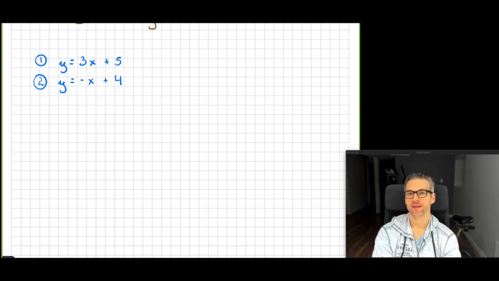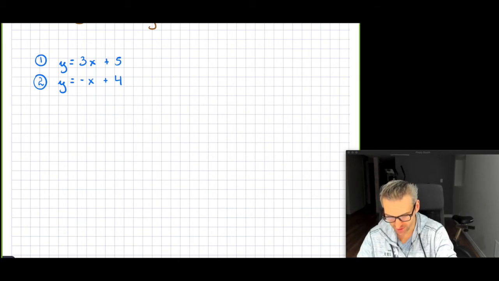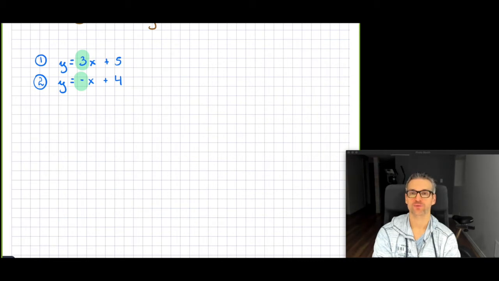Now, if you want to check very quickly whether the two lines are going to intersect in a point or not, all you really have to check is what is happening to the slope. The first equation has a slope of 3, and the second equation has a slope of -1. So we know what the slopes are, and they're different. We also know the y-intercepts, and the y-intercepts are different.